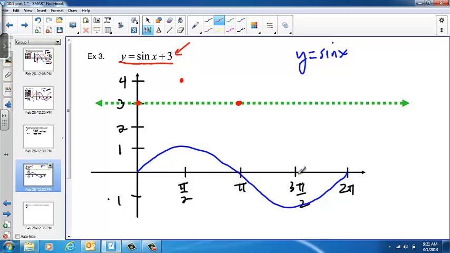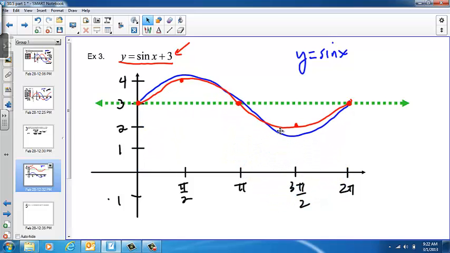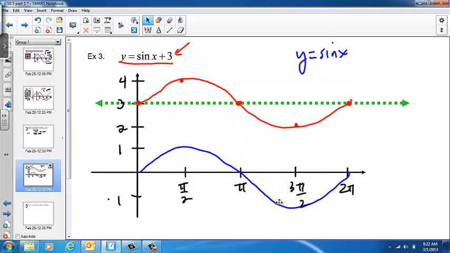When x was 3 pi over 2, the output was negative 1. Add 3 to negative 1, and now the output is 2. And lastly, when x is 2 pi, the output was 0. Now it's going to be 3. So the graph of y equals sine of x plus 3 looks like this. And I think we can all see what that plus 3 did to the graph of the sine function. It took the sine function and shifted it vertically 3 units up.